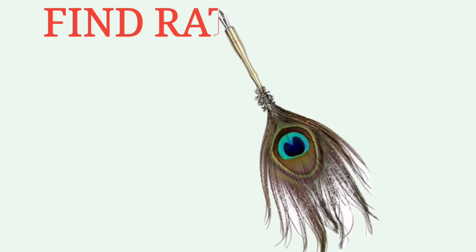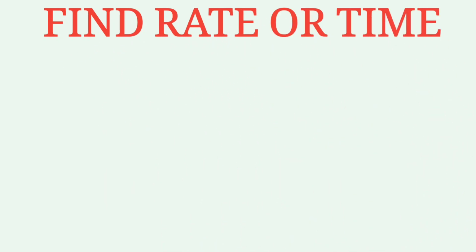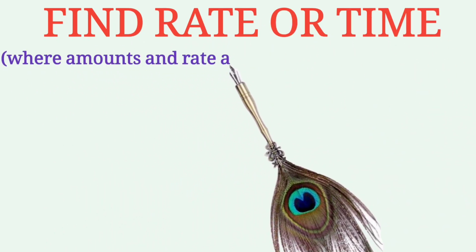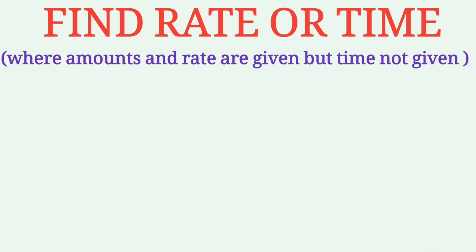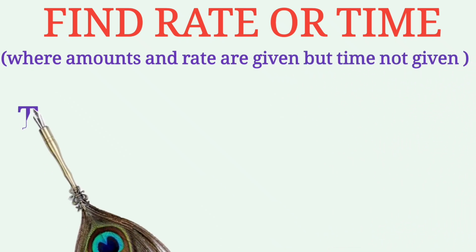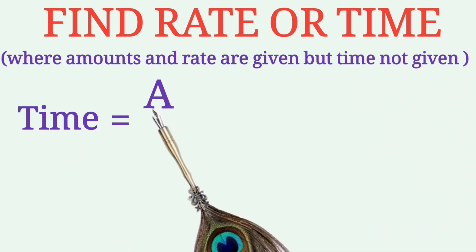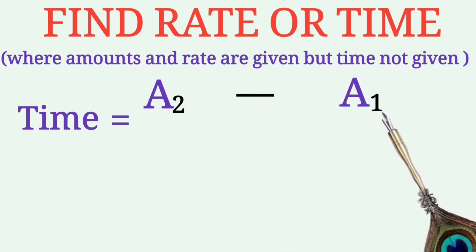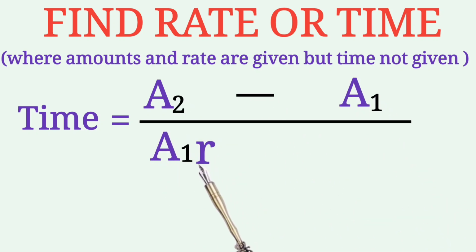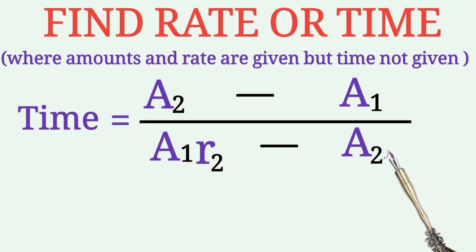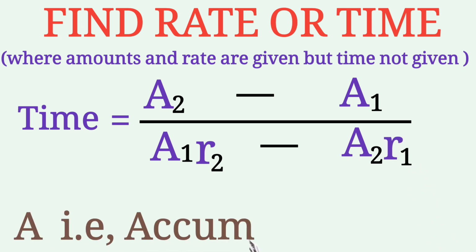Let's move to the next subtopic. Find rate or time, where amount and rate are given but the time is not given. We use the formula time is equal to (A2 minus A1) divided by (A1R2 minus A2R1), where A is nothing but the accumulated amount.